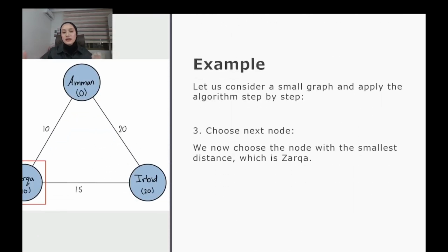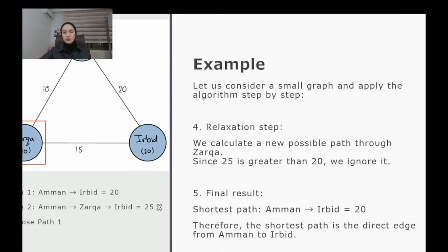After that, we choose the next node. We now choose the node with the smallest distance, okay? And with our graph here, that is Zarqa, because we have 20 and 10, so we choose the smallest distance. After that, we have the relaxation step. As we see here, we have path 1, from Amman to Irbid, which is 20. And we have path 2, from Amman to Zarqa and then to Irbid, and the total was 25. So we choose path 1 as it was shorter.